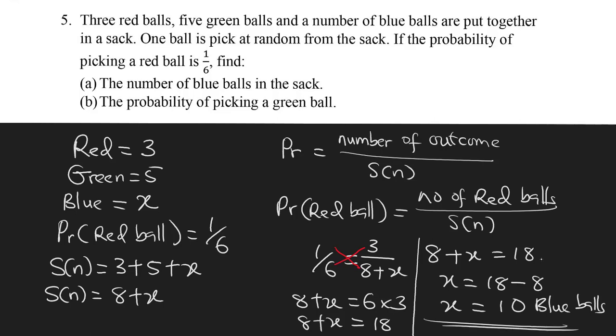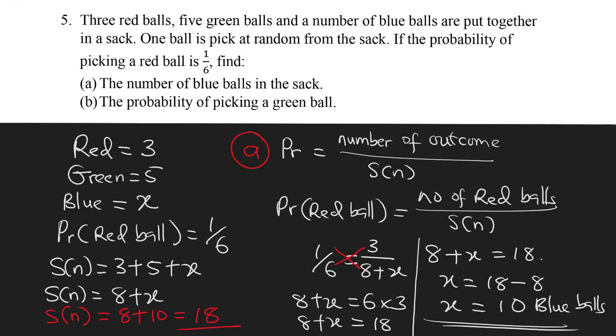So going back now, our new sum of number space will be what? Instead of x, now we use the new value. So the sum of number space will be 8 plus, what is our x? We've gotten our x as 10, so which will be 18. So our sum of number space is 18. So let's move to the next question. This is our A part. We've solved our A part by getting the number of blue balls.